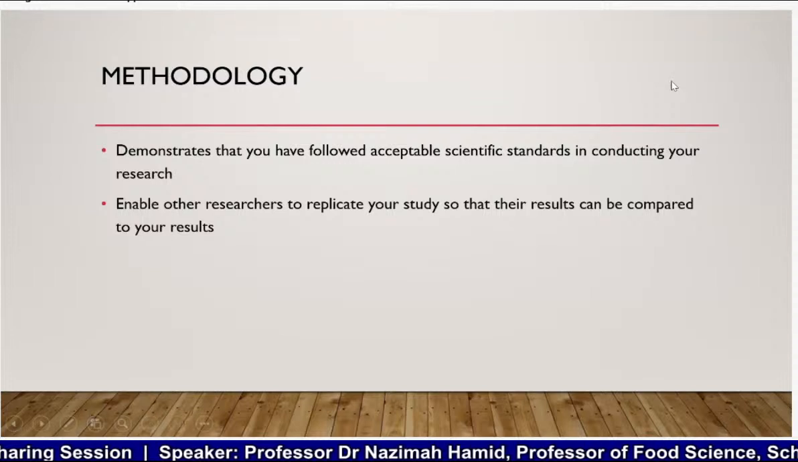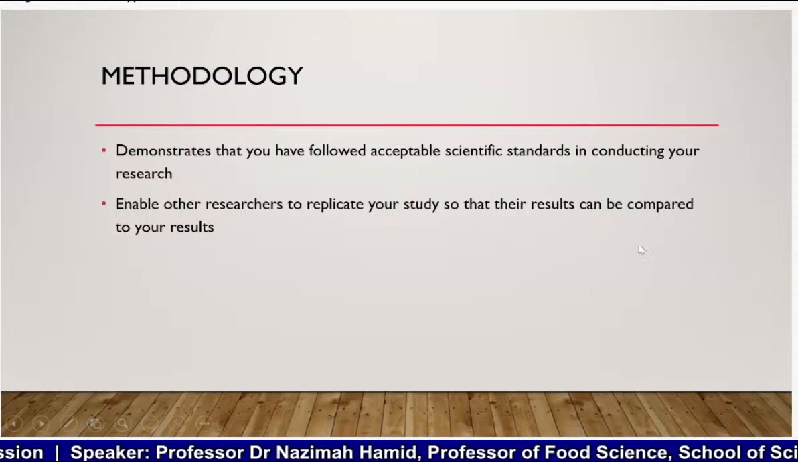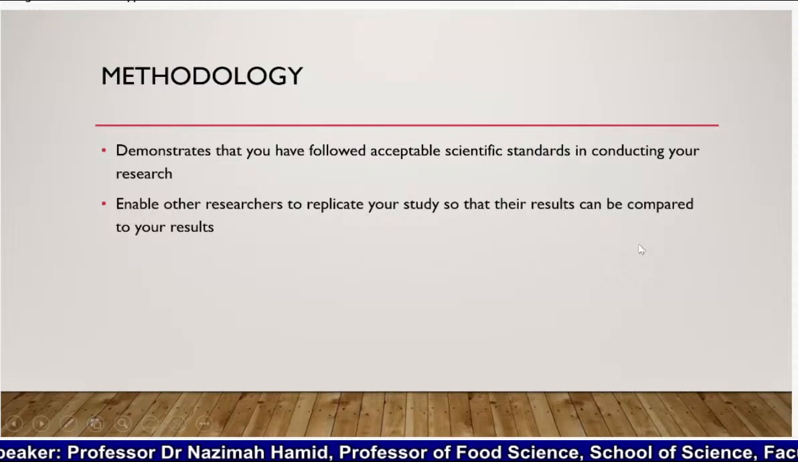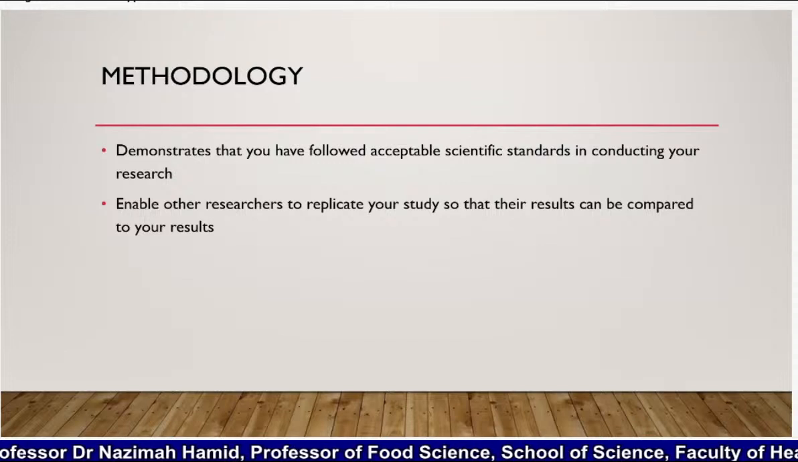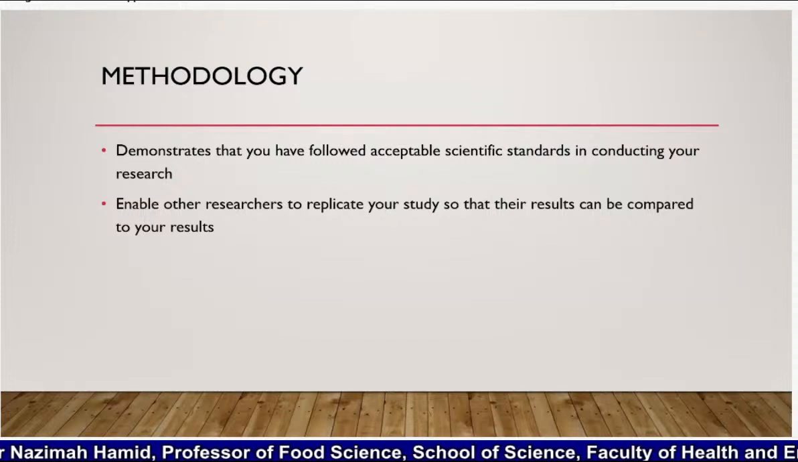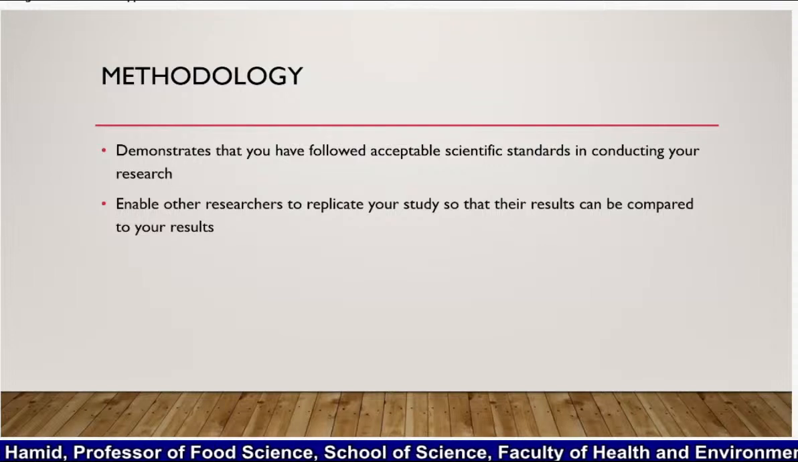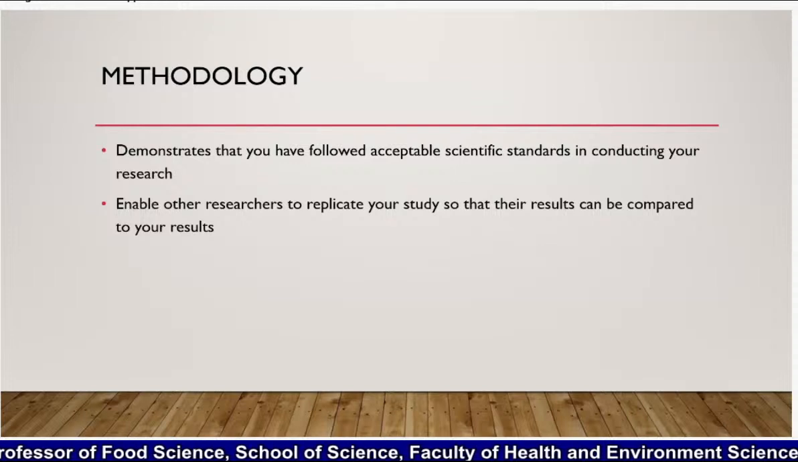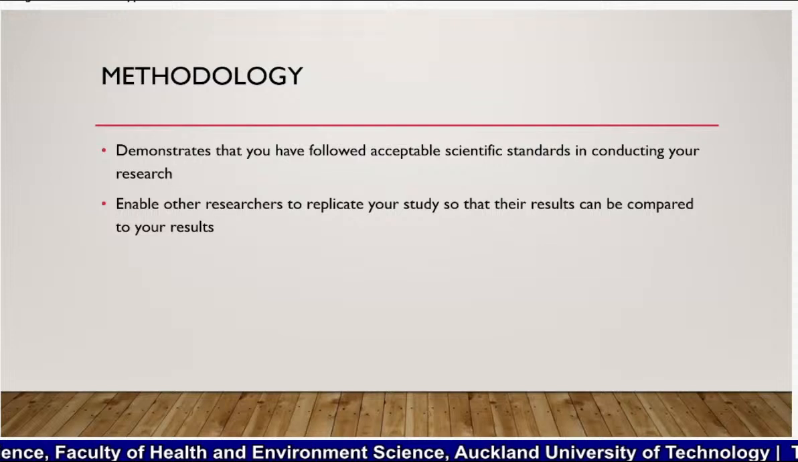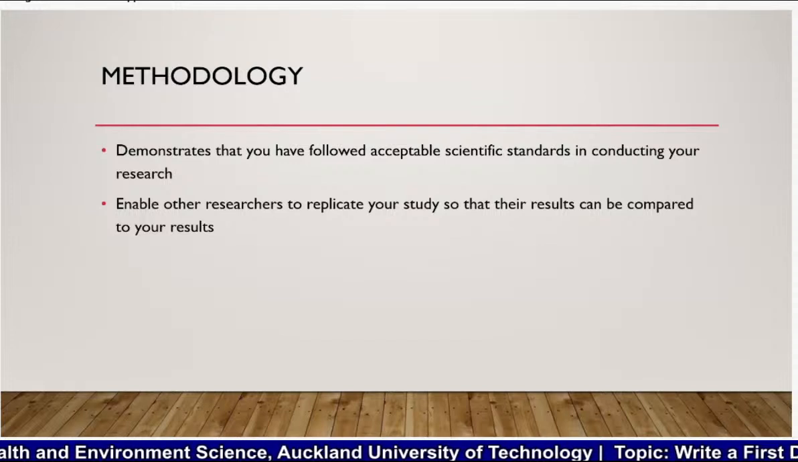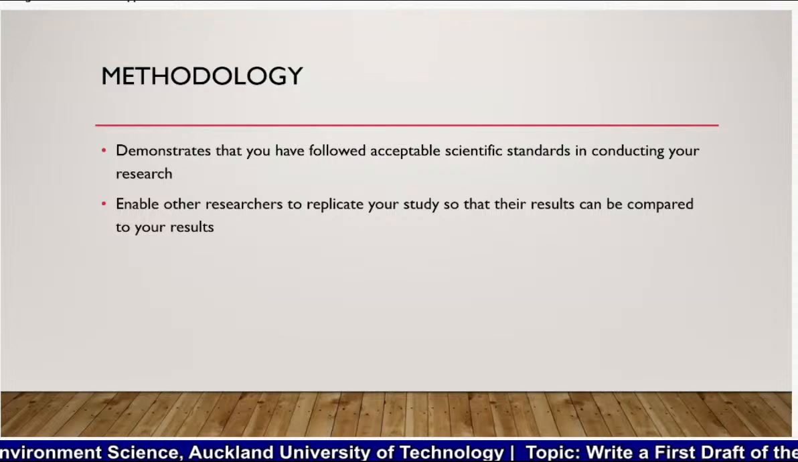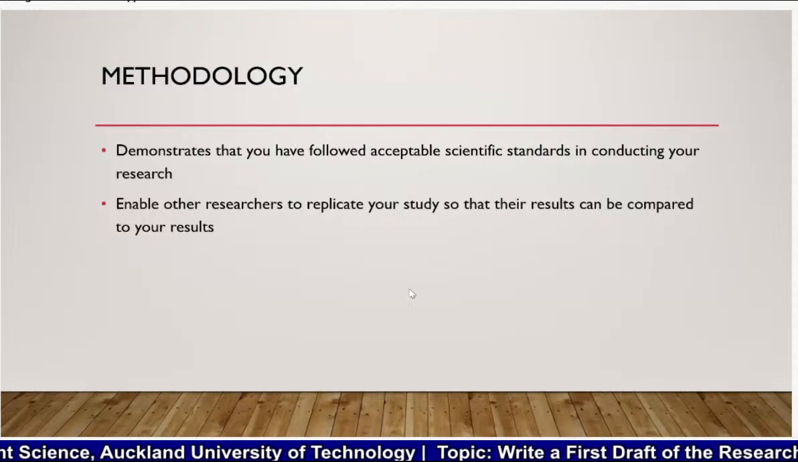Methodology. All right, so this is the method section. It demonstrates that you have followed acceptable scientific standards in conducting your research. This enables other researchers to read your paper and carry out their experiments. And being able to carry out those experiments, they are then able to compare their results to your results. And that's how you get citations. So the method section is really important. When it is a new method, you have to describe it in great detail. If it's an established method, you may get away with just citing a reference and saying what the method is. I'll cover this in a while.